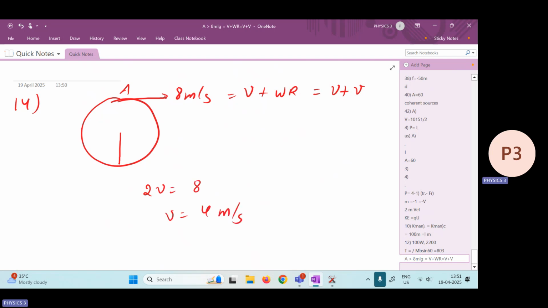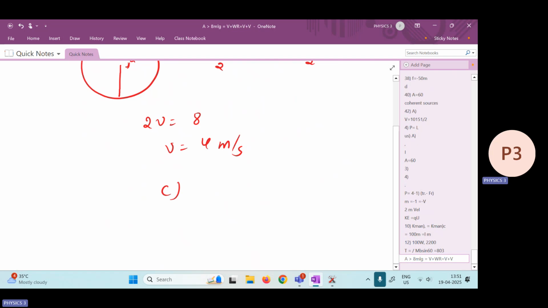Now we have to find out the speed of point B. It is at distance r by 2. So that will be like V plus omega r by 2. That will be like 4 plus omega r, which is 4, by 2. So that will be 6 meter per second. So speed of point B will be 6 meter per second. So option C is absolutely true in this case.